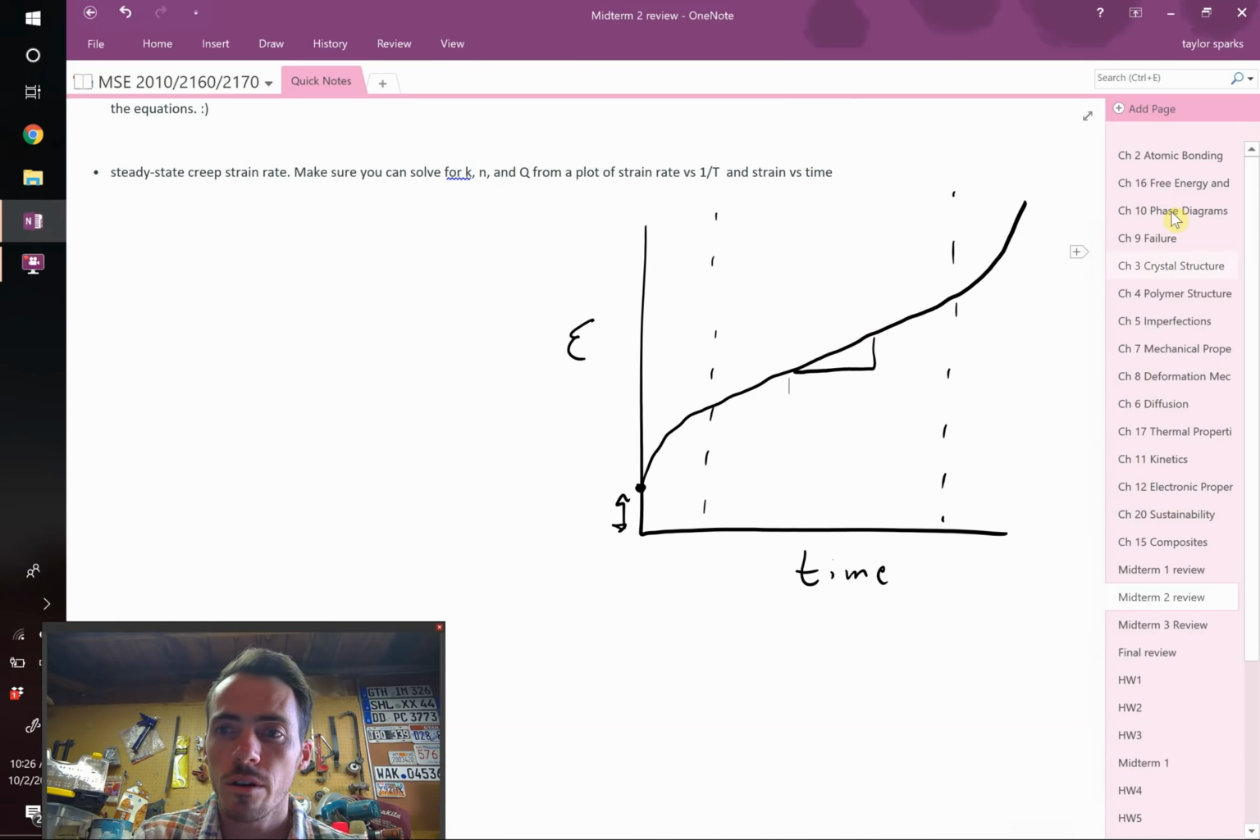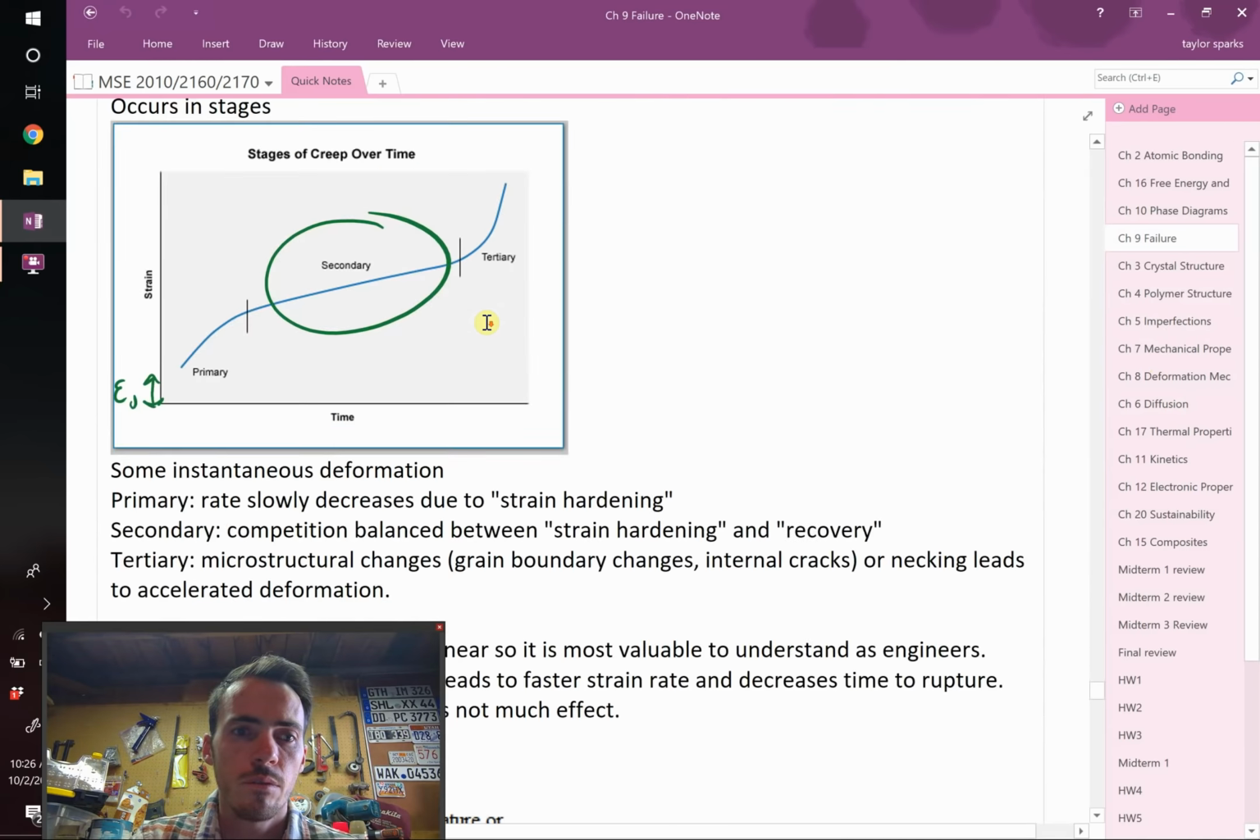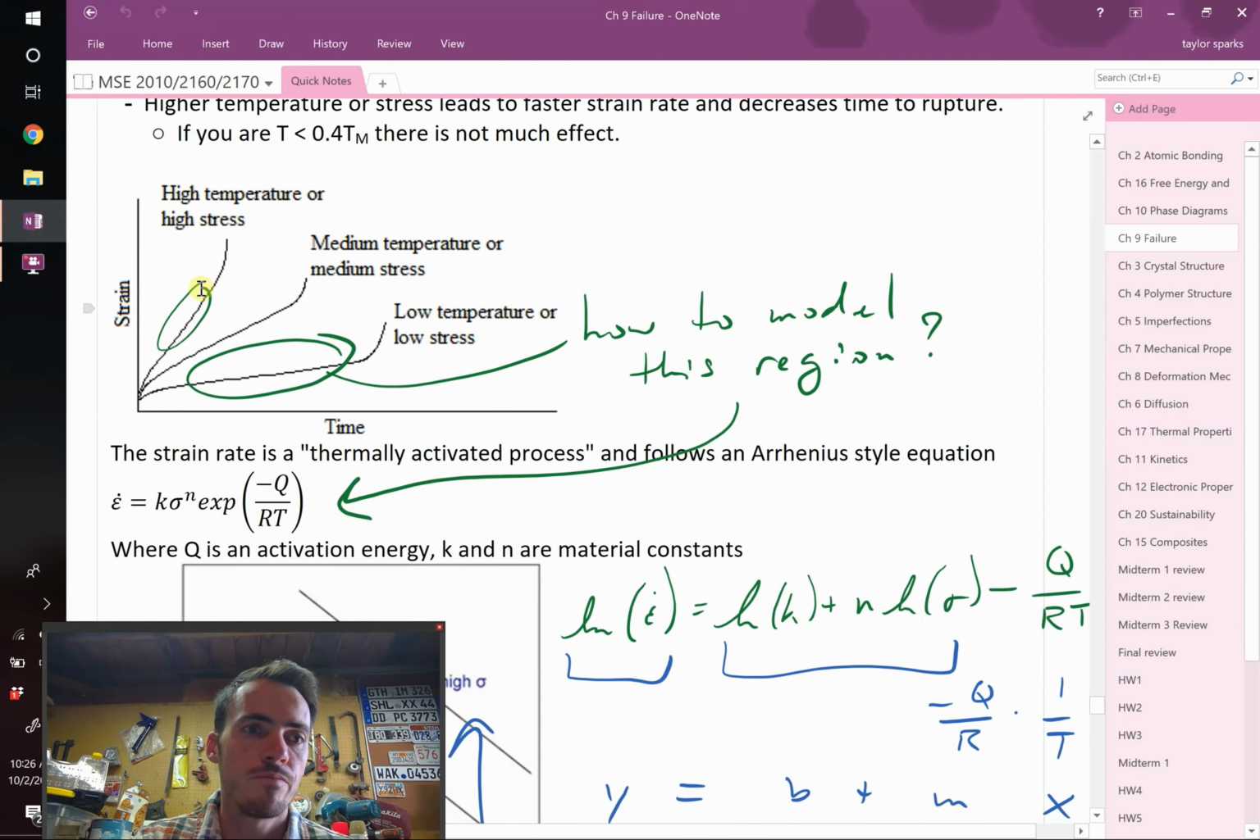So if we go back to our plot, this was in chapter 9 that we talked about this, failure. We saw instances of this. Yeah, so here we are. There's our strain versus time. And we saw that different temperatures and different stress can change the slope, right? They can change that rate. For example, higher temperatures would be up here, and that's going to increase the slope. Lower temperatures can bring it down here, higher stress, lower stress. So what we really need is an expression that accounts for temperature and stress, and that's what this strain rate expression is. So let's go back to our review.